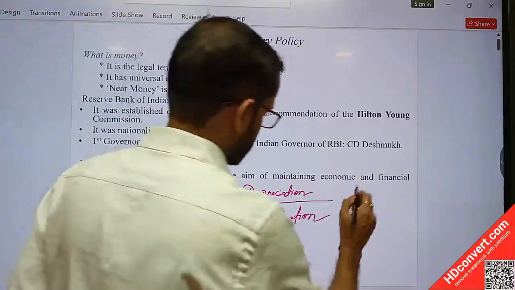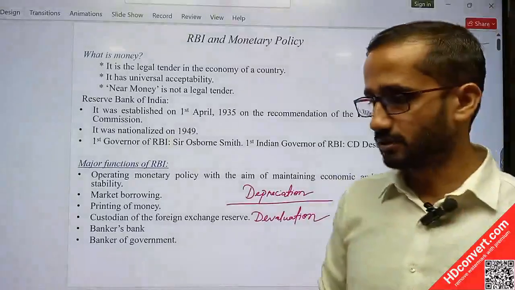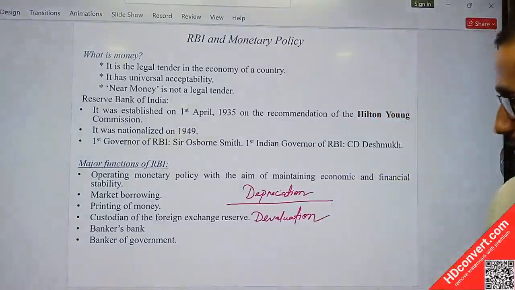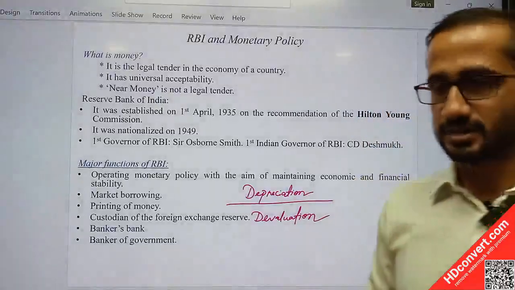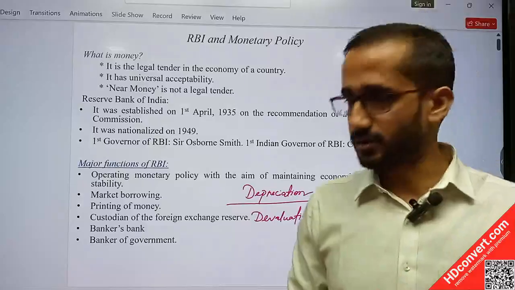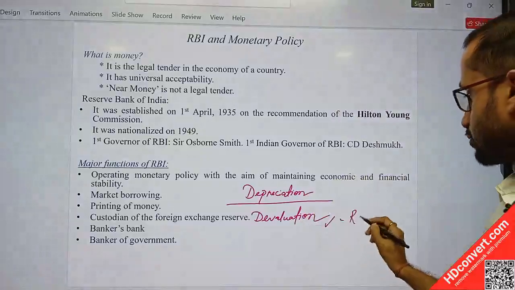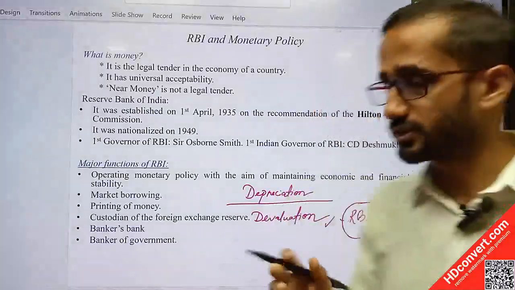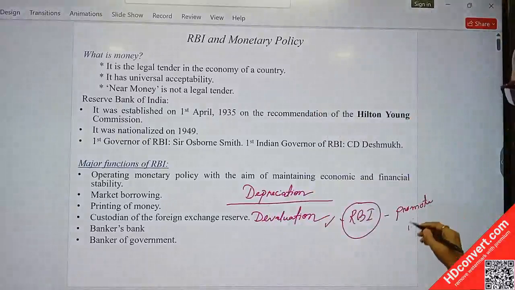The basic difference between depreciation and devaluation is this. When the value of money decreases as compared to the dollar, it is called depreciation, or devaluation. The meaning is the same, but devaluation is done purposefully by the central bank of a country. In case of India, devaluation is done by the Reserve Bank of India, RBI. The main objective of devaluation is to promote export.